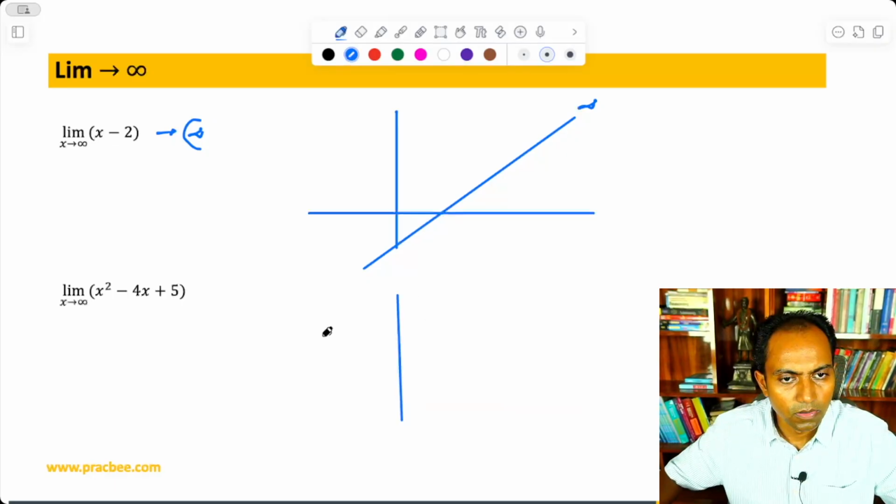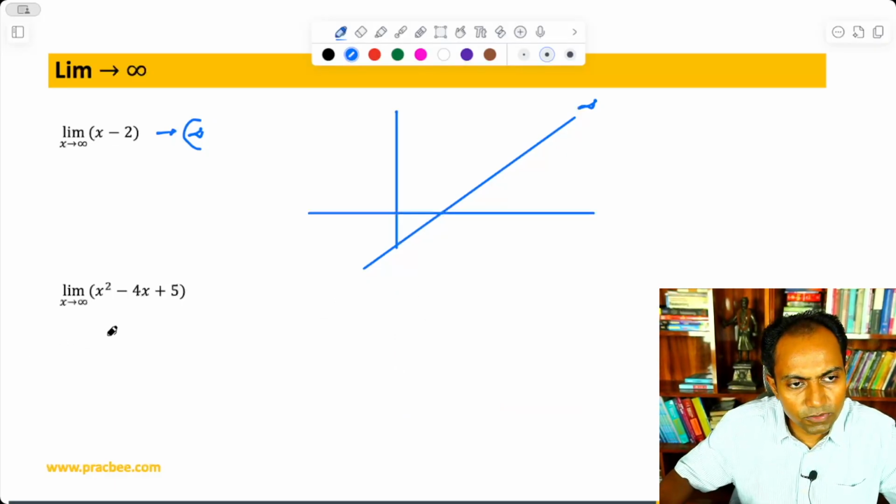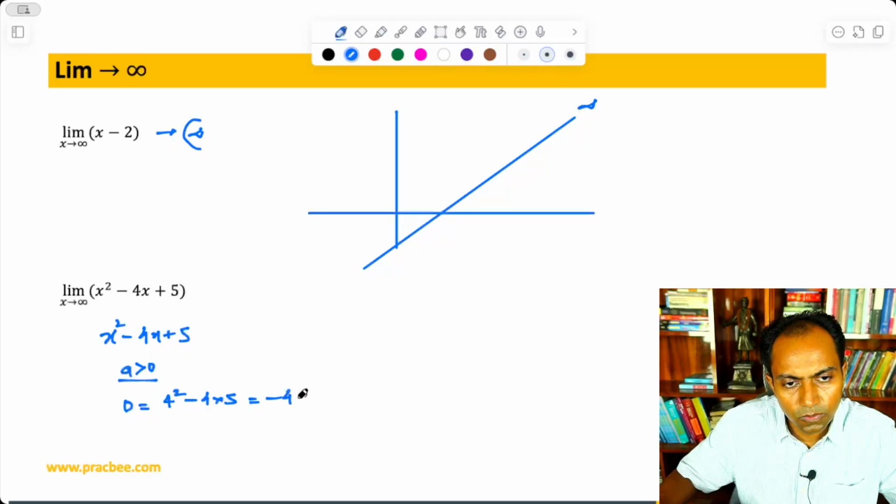Similarly, if I draw the graph of this function, x square minus 4x plus 5, you can see that a is greater than 0. If I figure out the value of D, it is b square, that is 4 square, minus 4ac. So this is 16 minus 20, which comes out to be minus 4, smaller than 0. And if I look into the value of minus b by 2a, this value will become 4 by 2, which is greater than 0.